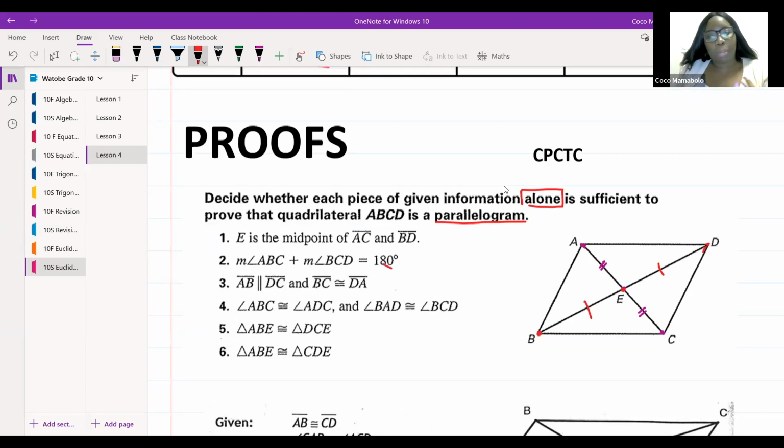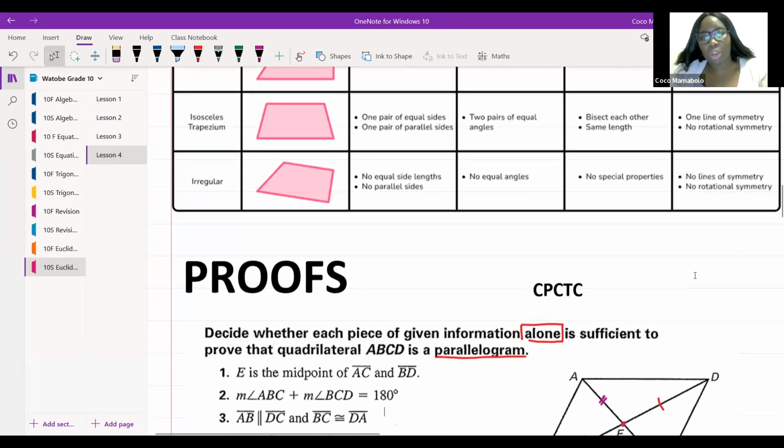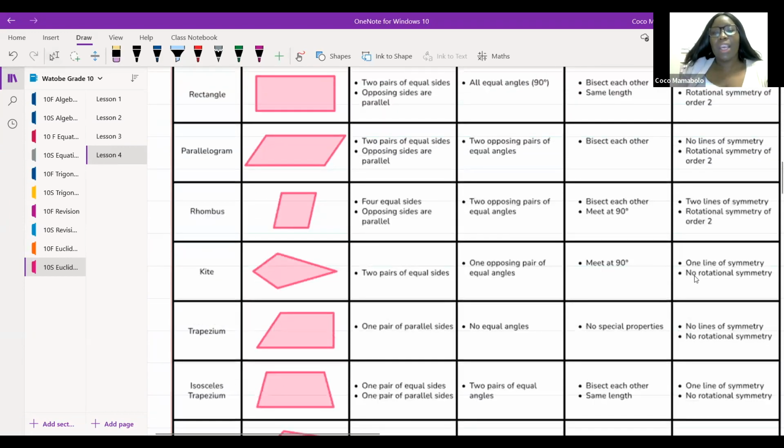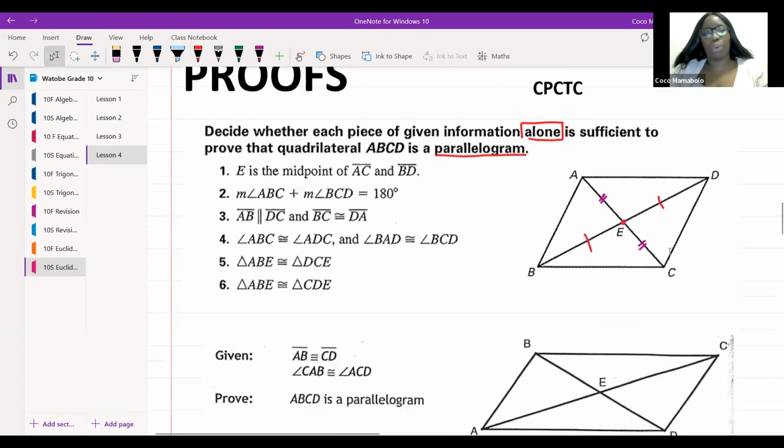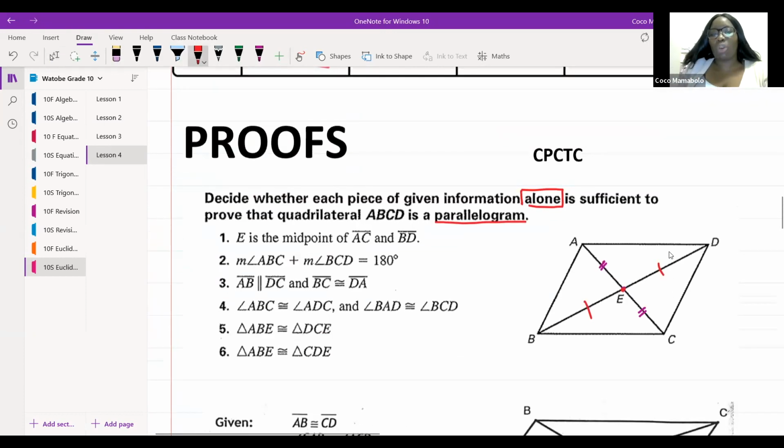Is this enough of a property of a parallelogram to tell us whether we can use that to prove if this is a parallelogram? Let's go have a look. The parallelogram says that in order for this to be a parallelogram, they must bisect each other. So yes, 100%. If we can prove that E is the midpoint of AC and BD, and that BE and ED are equal and that AE and EC are equal, yes, E being the midpoint of AC and BD, that's enough information for us to say that it is indeed a parallelogram.